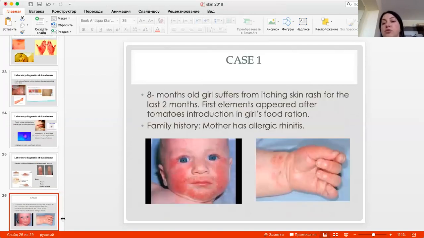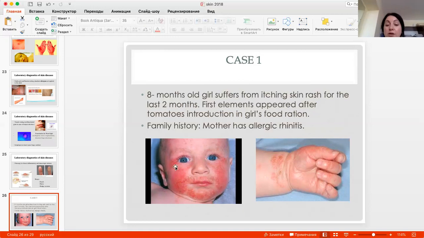And I finish my lecture with a case of a child who, as you see, is 8 months old. It's a girl, and the mother tells that this girl has had itching and skin rash for the last 2 months, and the first elements appeared after tomatoes were introduced in this girl's food ratio. The mother has allergic rhinitis. It means that we have a specific allergic anamnesis in this family.